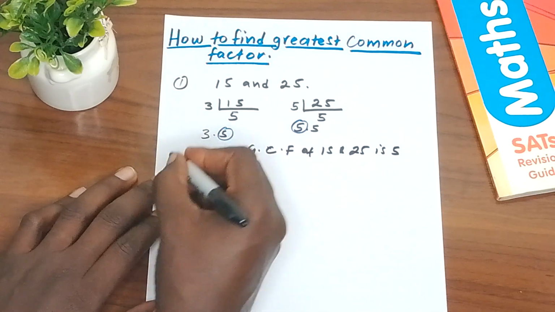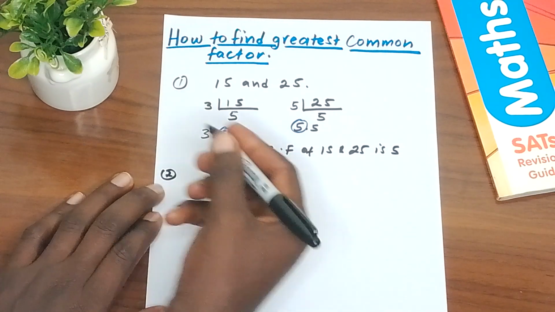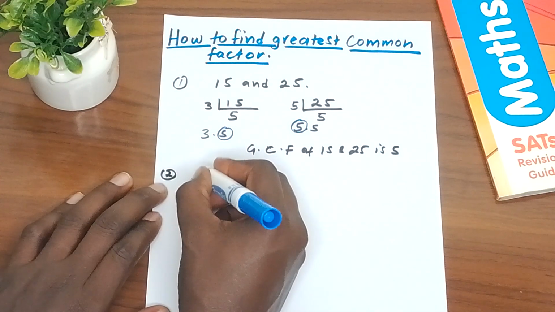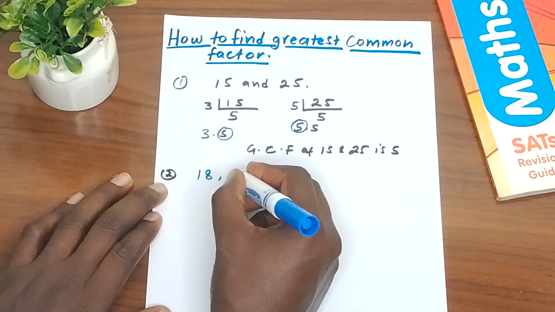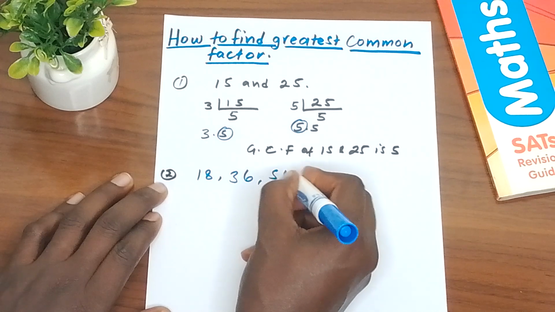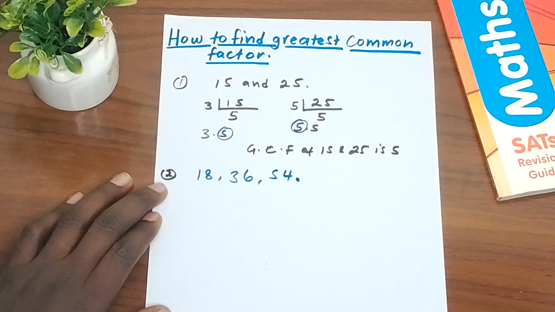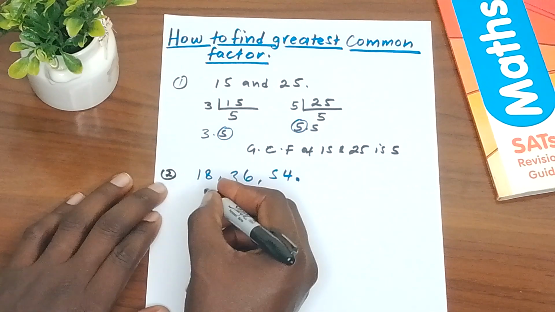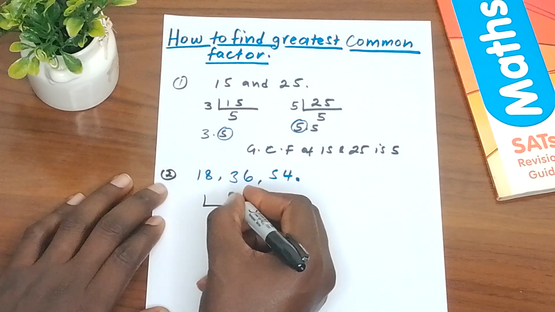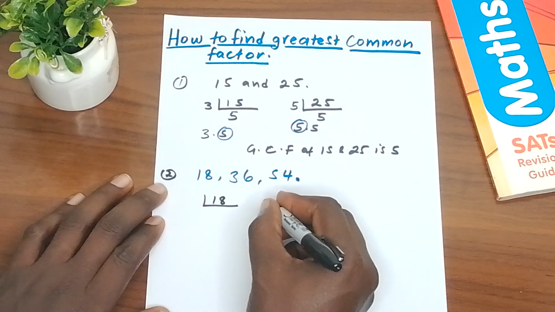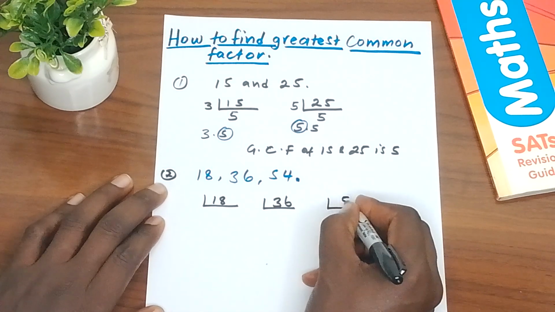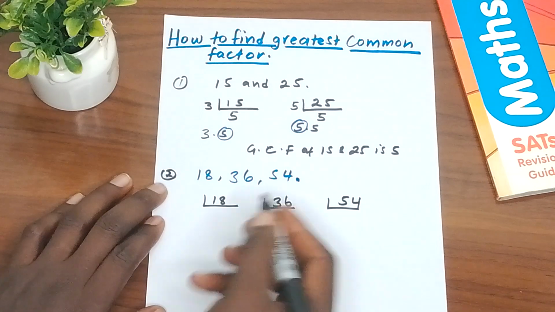Let's take another example on this same subject. We are going to have 18, 36, and 54. What's the greatest common factor in these numbers? So we'll start by using our method for factorization. We put 18 here, 36 here, and then 54 here. Then we start with 18.